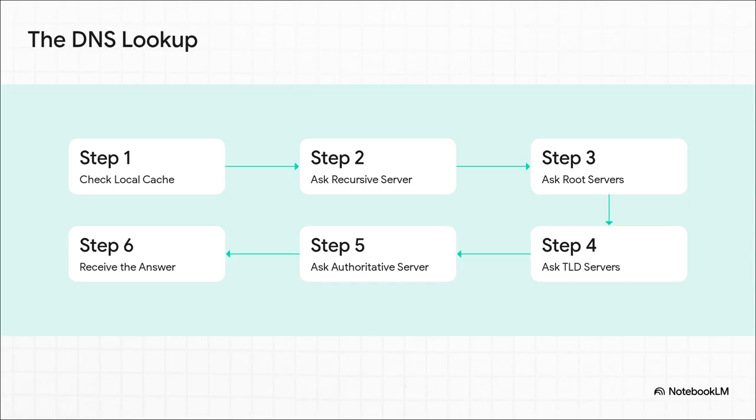Okay, so the very first step is always about taking the shortest path. Your computer checks its own short-term memory, what we call a cache, and it asks, hey, have I been here recently? Do I already have this IP address written down? If the answer is yes, the journey's over right then and there. You're connected instantly. But if it's a new site or one you haven't visited in a while, your computer needs to ask for help. It sends the request out to its designated partner in crime, a recursive DNS server. This is usually run by your internet service provider, like Comcast or Verizon.